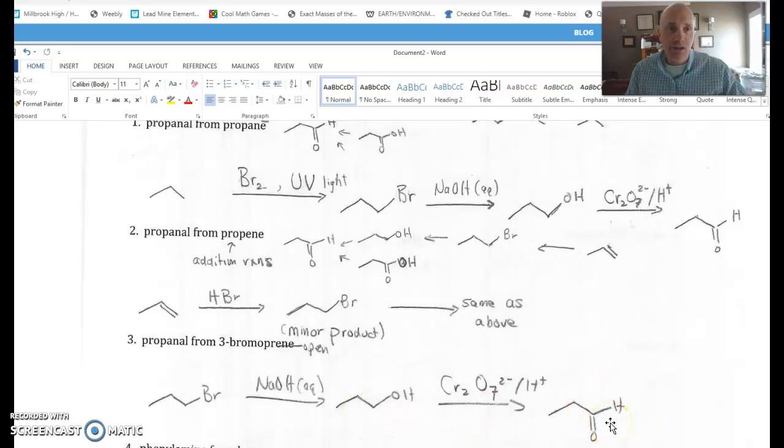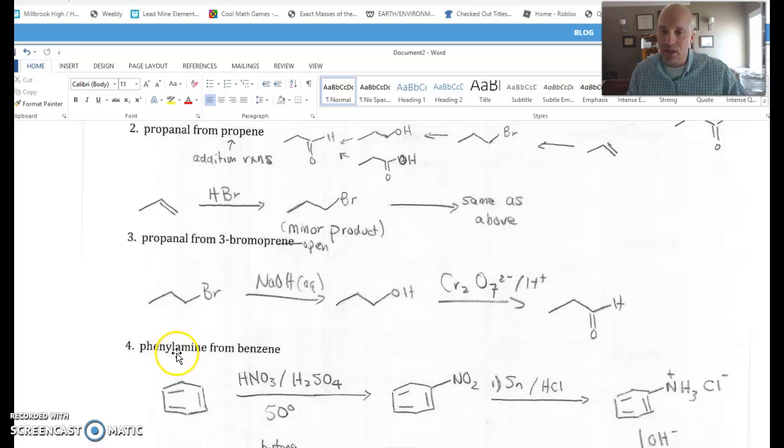aldehyde. Again, one thing you're going to want to be very familiar with are the oxidation and reduction steps. Anytime it's an oxidation, it's acidified dichromate. Any reduction step, so for example going in the opposite direction here, the reagents are either lithium aluminum hydride or sodium borohydride, and I encourage you to go back and review the videos on that.